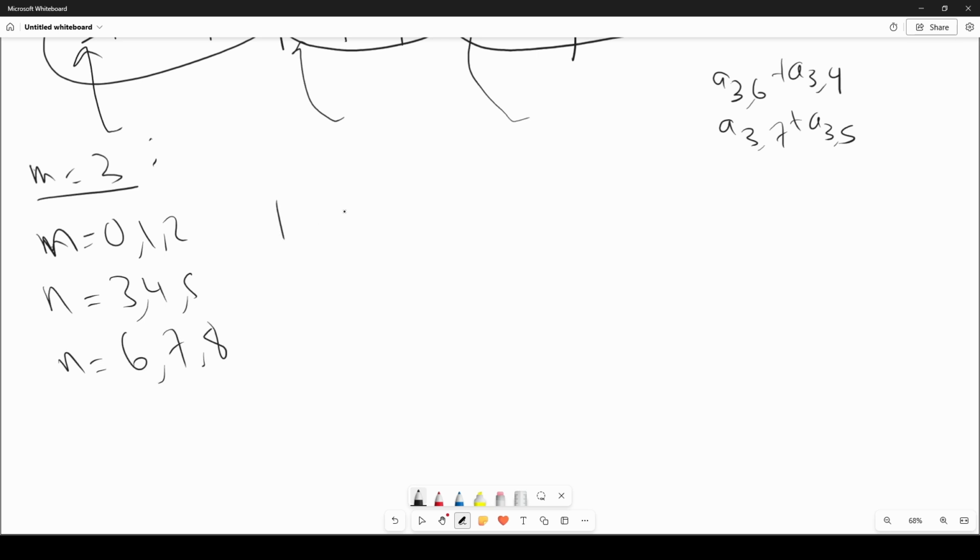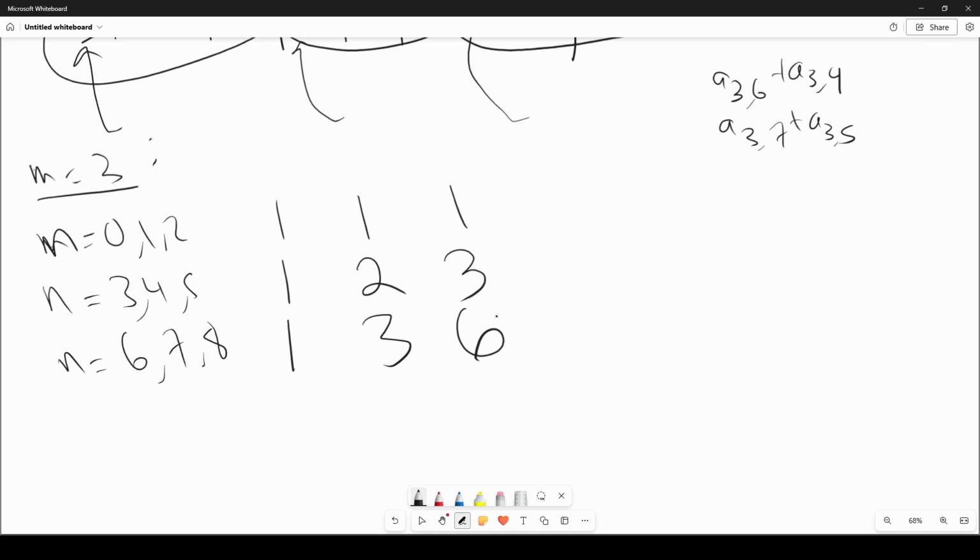So he said 0, 1, and 2 are all 1. 3 goes back to 1. 4 goes to 2, and then 5 goes to 3. 6 goes back to 1. 7 goes to 3, and 8 goes to 6. Okay, so this is what we got.